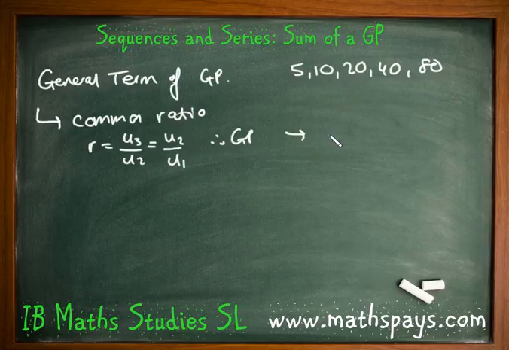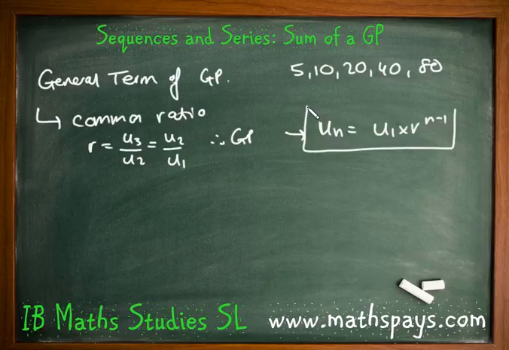We then came up with a rule for un, which was u1 times r to the n minus 1, and that allowed us to find whatever term we actually wanted to have.